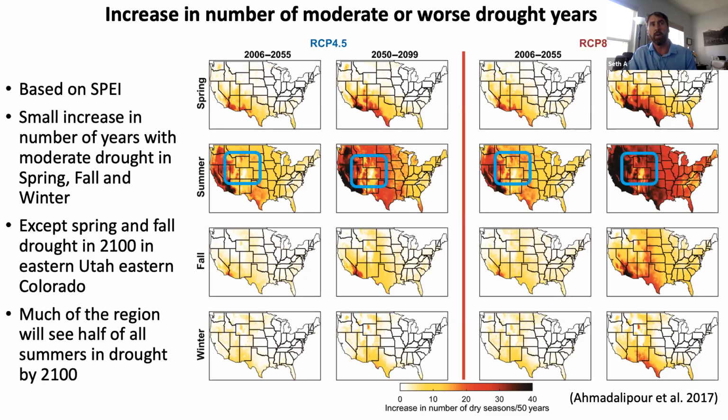But really what I wanted to focus on is that during summer, there is projected to be a significant increase in the severity of drought moving forward, especially in that late century time period under the high emission scenario, all the way to the right of your screen. There are many areas where 30 and 40 out of those 50 years are projected to be in moderate or worse drought.